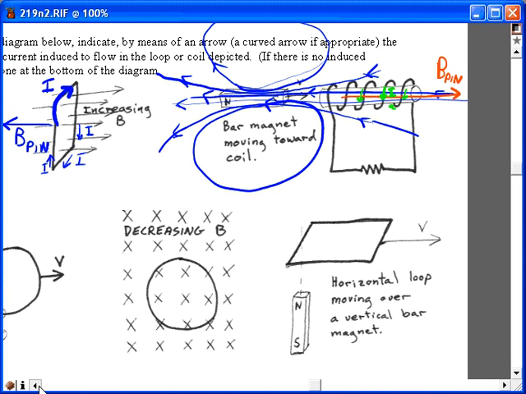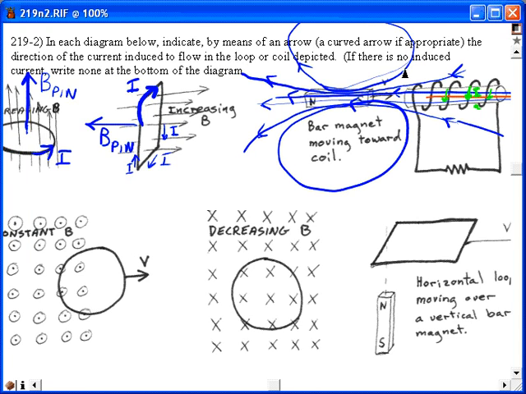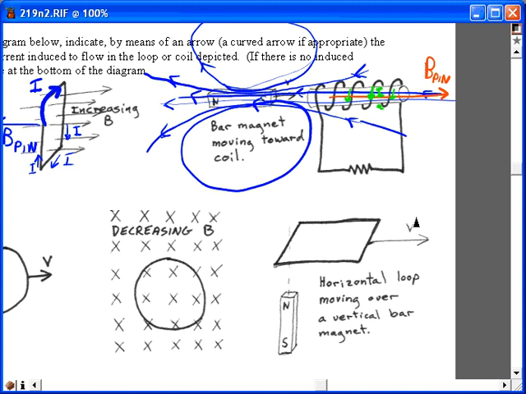I want to check the question here. I figured you guys had read it before you started this, but I didn't give it a real careful read. In each diagram, which you have to before you submit your final result, indicate by means of a curved arrow the direction of the current induced to flow in the loop or coil. Okay, I've got it. I was checking to see, in a lot of cases where there's a resistor, the question is which way does it go through the resistor. I'm going to trace this current I in the green to see which way it would go through the resistor.